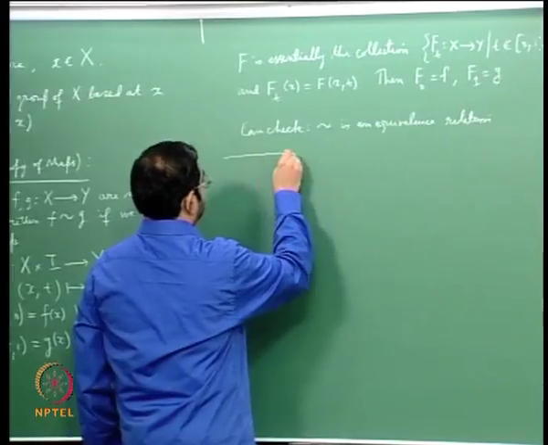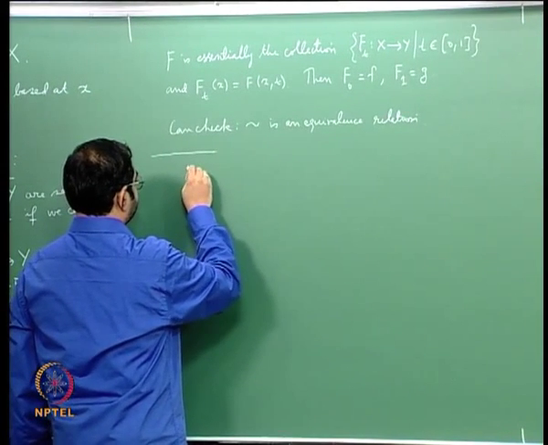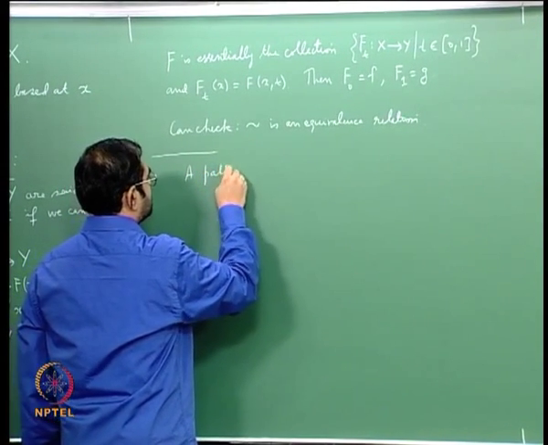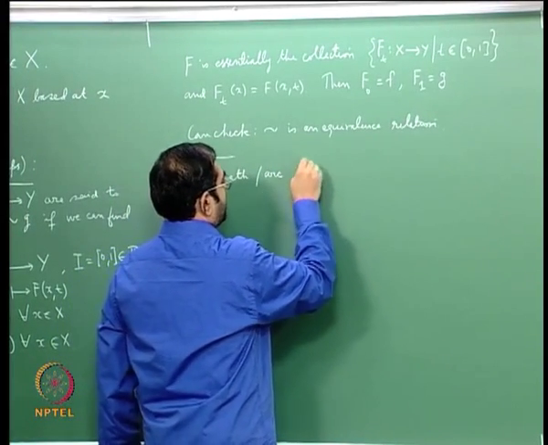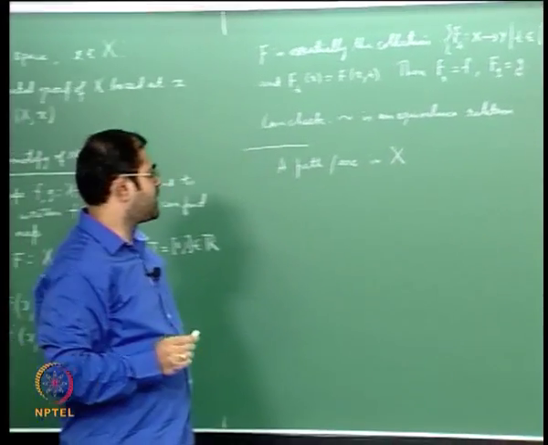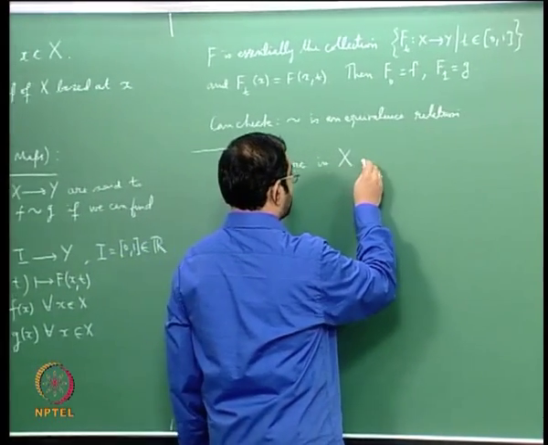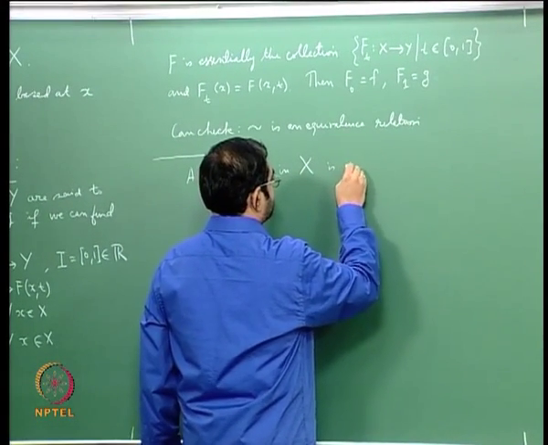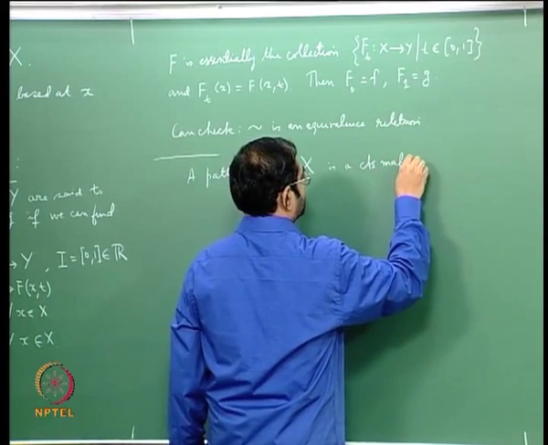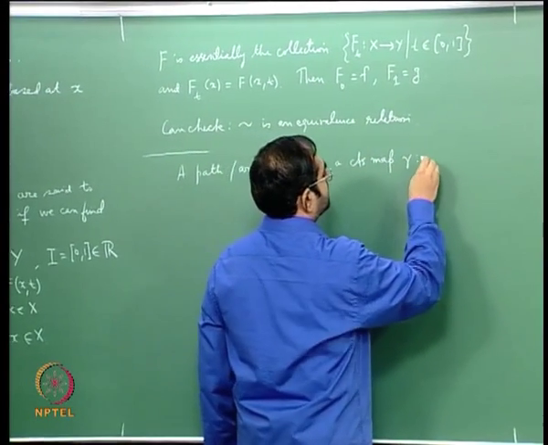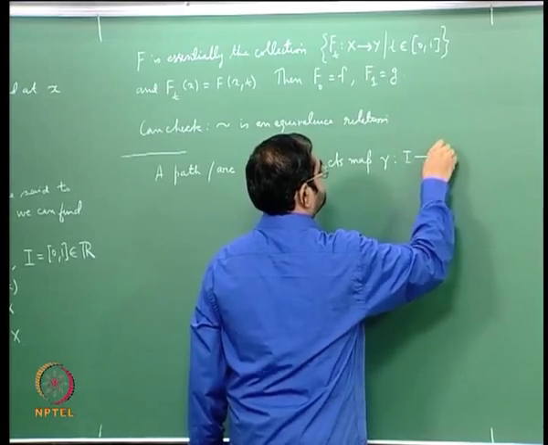So let me do that. A path or an arc in X, okay, so X is a topological space, a path or an arc in X is a continuous map gamma from I to X.